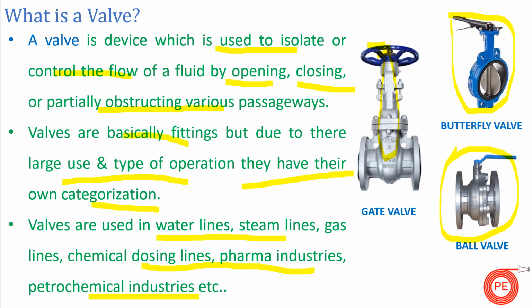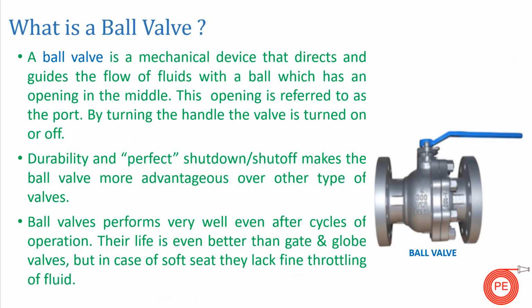So moving on to next, let's learn about the ball valve. So guys, what is a ball valve? A ball valve is basically a mechanical device that is used to isolate the main line from the network line, or it is also used for throttling purpose. It is a mechanical device that directs and guides the flow of fluids with a ball which has an opening in the middle. So as the name suggests, it is a ball valve.